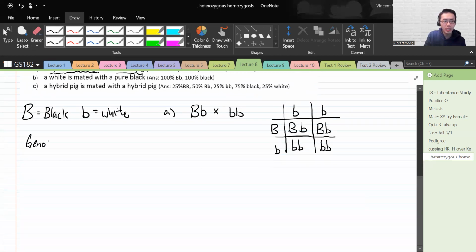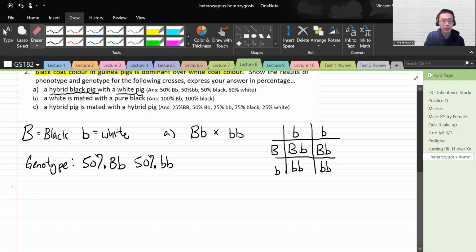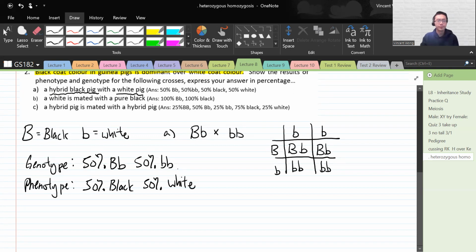So let's take a look at the genotype. The genotype will be 50% big B, small b, and 50% small b, small b. What color would they be? That would be the phenotype. So if it's a big B, then it's going to be black because big B is dominant, right? As long as you have a big B, it's going to come out as a black guinea pig. So that's 50% black and 50% white. Okay.